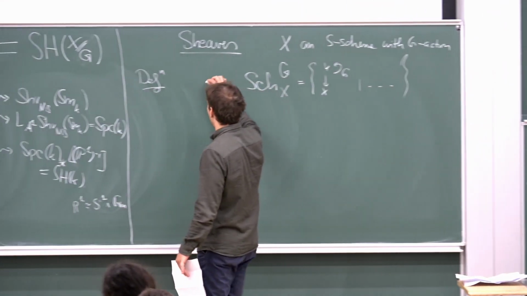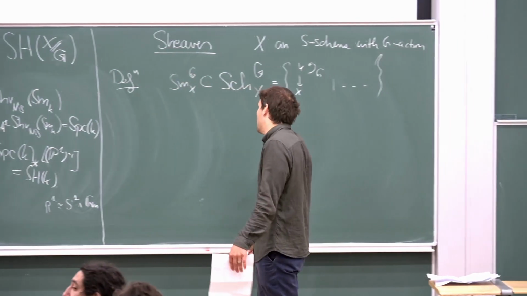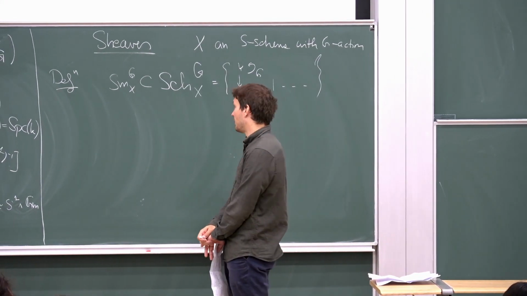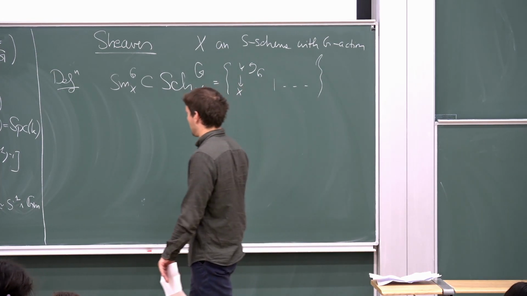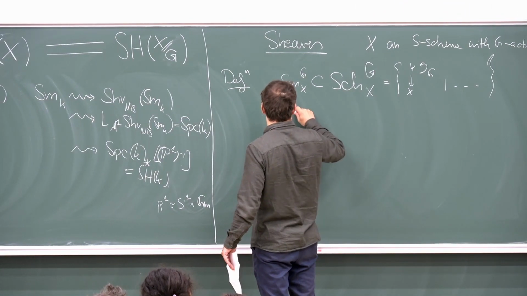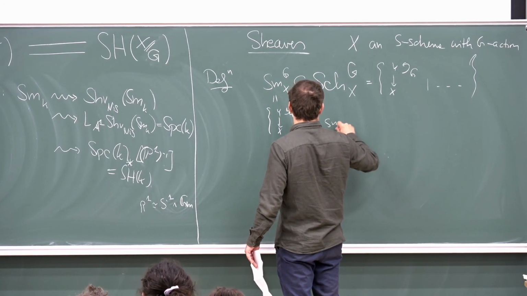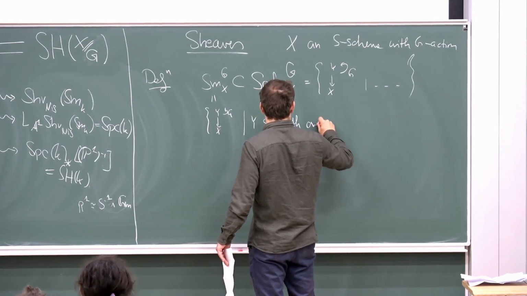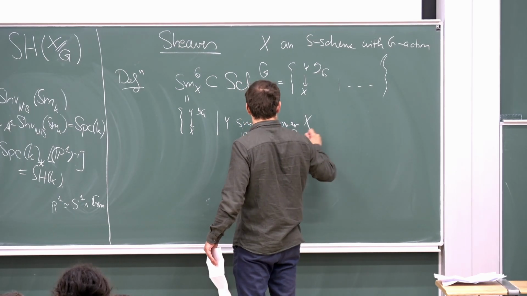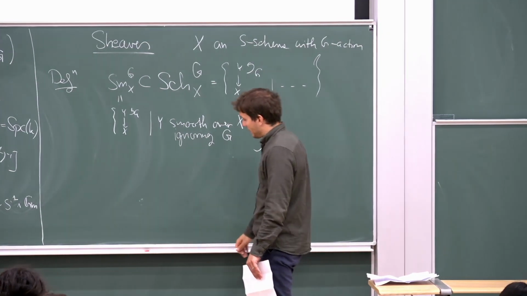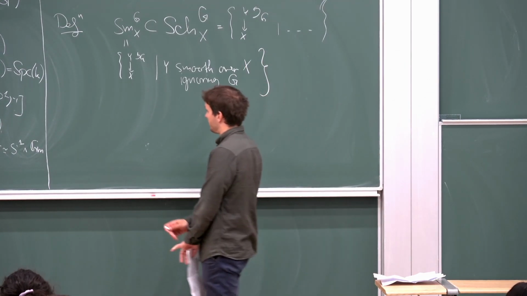And so you have to contemplate for a second what you want smooth to mean. And one obvious choice is to say, well, it's smooth if and only if it's smooth when I just forget all about the G nonsense. And it turns out, in this case, that's a good definition. Okay? So this is all those Y over X with G action such that Y is smooth over X, ignoring G. And in a similar way, you can define étale morphisms, or open immersions, closed immersions.